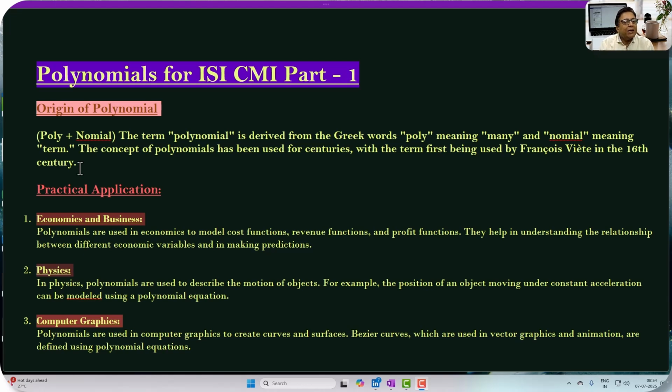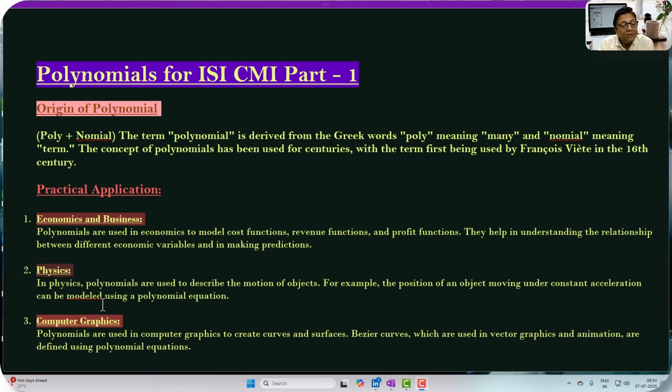Now, what are the practical applications of polynomial? Let us know it, because for a topic in mathematics you are doing for ISI, CMI, any entrance examination, Olympiad, JEE, you must know the application of a polynomial. In economics and business, I'll start with this. These are used in economics to model cost function, revenue function, and profit function. They help in understanding the relationship between different economic variables and in making predictions.